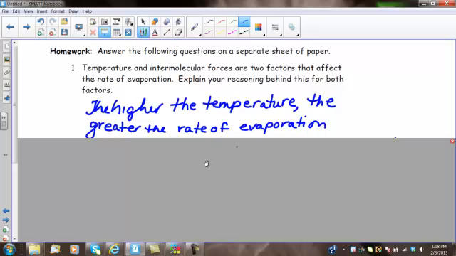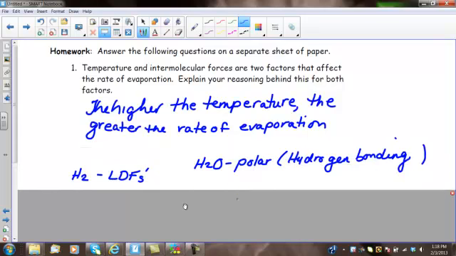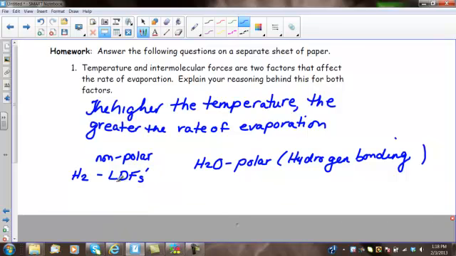The intermolecular forces is a little bit more difficult to understand, so I'm going to review intermolecular forces to explain that. First of all, let's look at two different molecules. One is hydrogen gas, which is nonpolar, so it has London dispersion forces, which is very weak. If you recall from the bonding, so these are weak. And we have water, which is polar, and it exhibits hydrogen bonding.